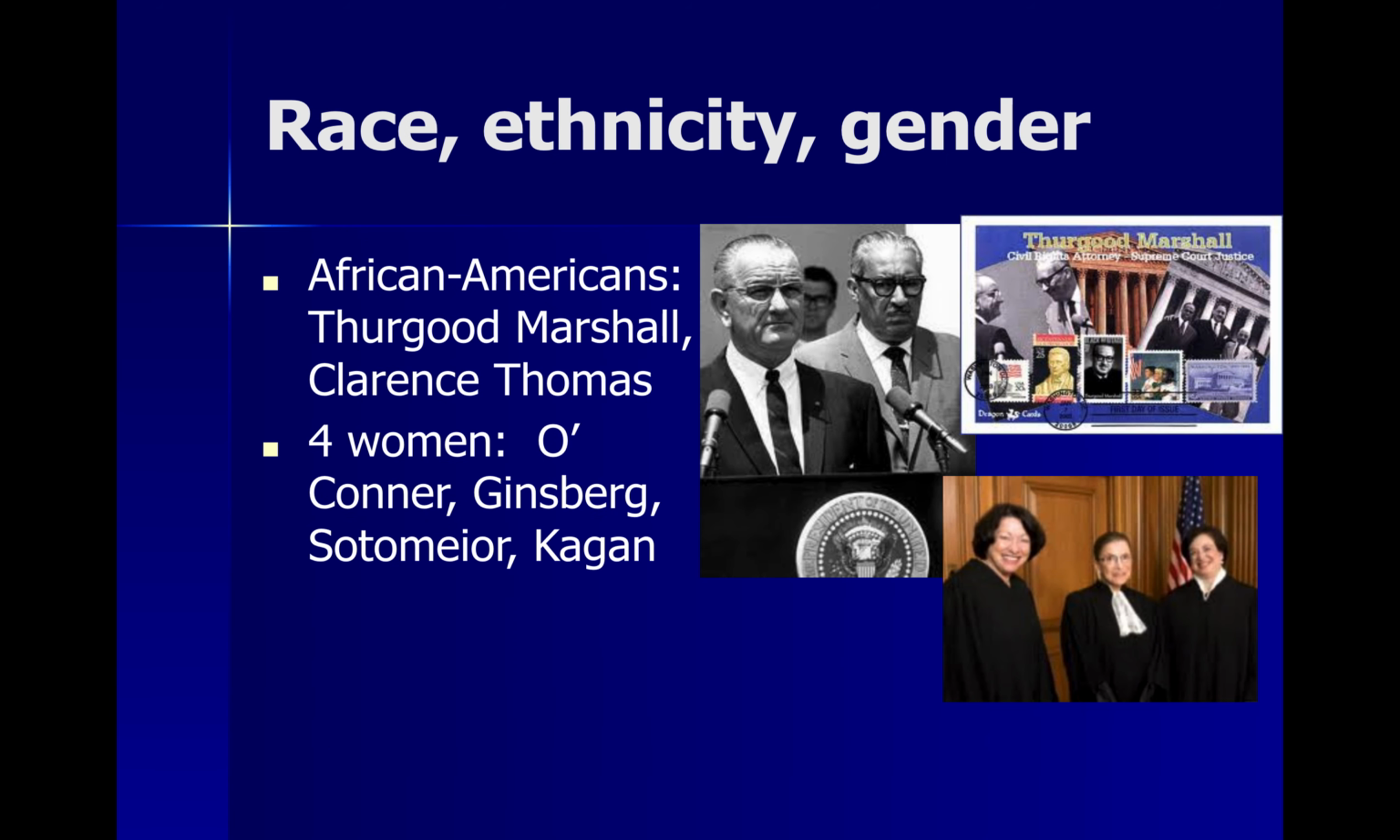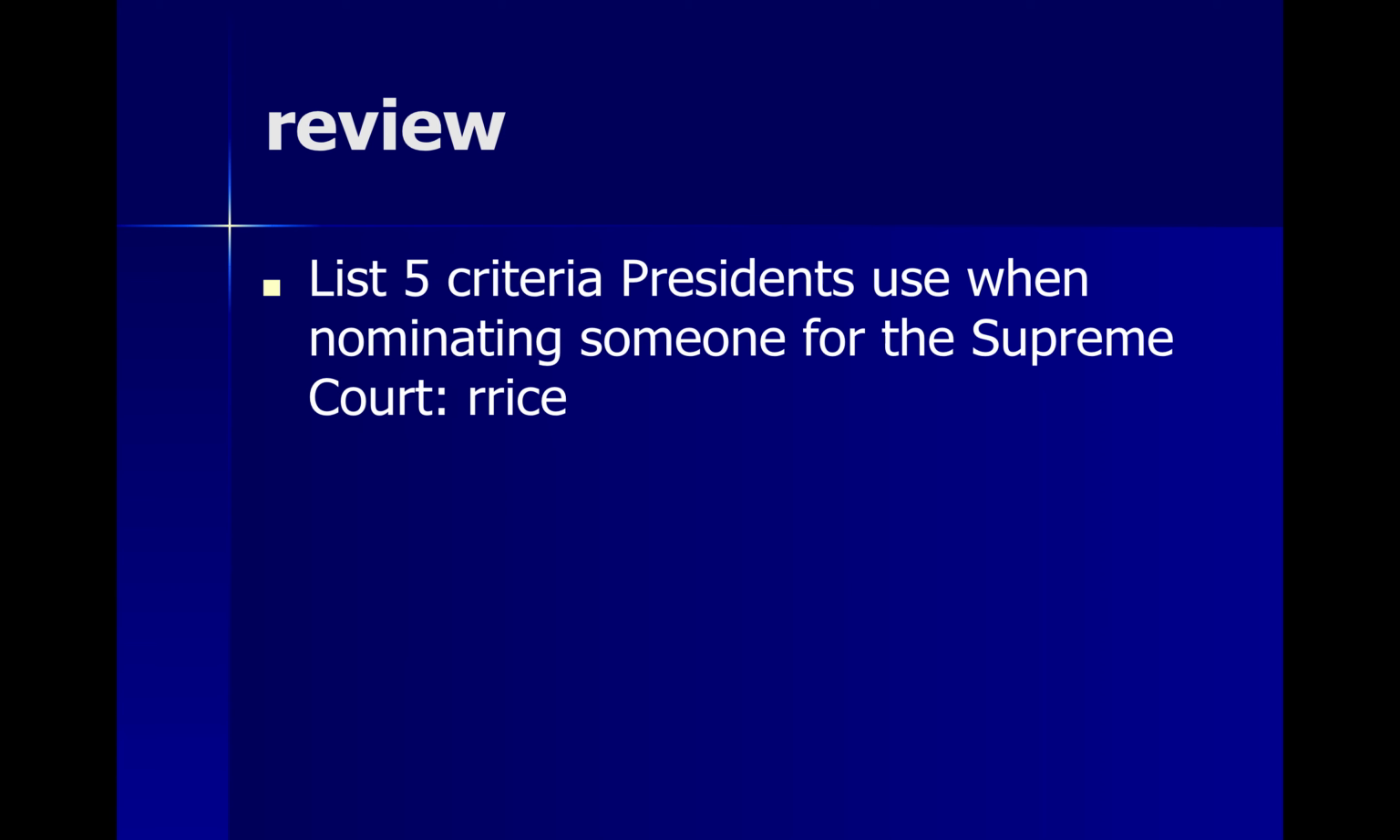Race, ethnicity, and gender make a difference, and politics plays into it. Johnson nominated the first African American, Thurgood Marshall. Bush nominated Clarence Thomas, the current African American on there, and we're going to be looking at him. There have been 4 women. O'Connor, nominated by Reagan, was the first woman. There are 3 women on the Supreme Court today: Ginsburg, Sotomayor, and Kagan. Ginsburg is 87 years old, so everybody's watching her health very closely.